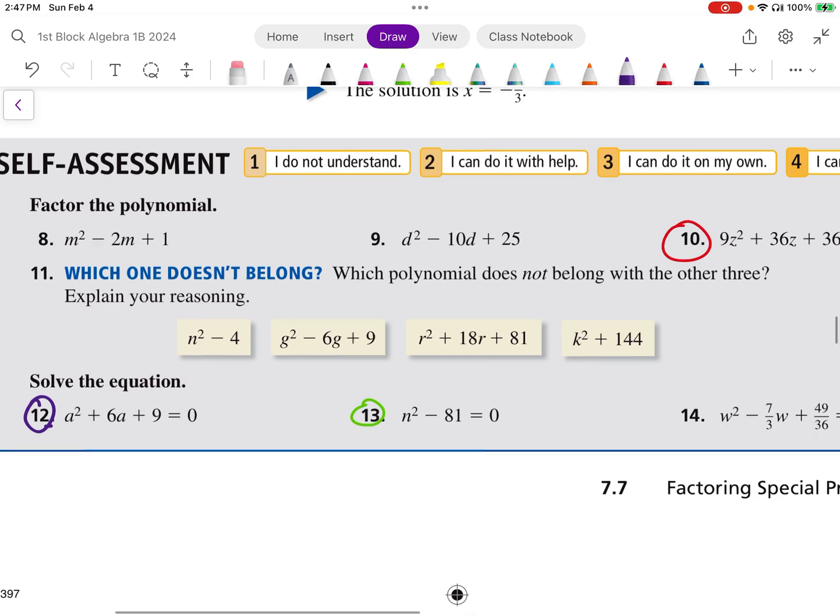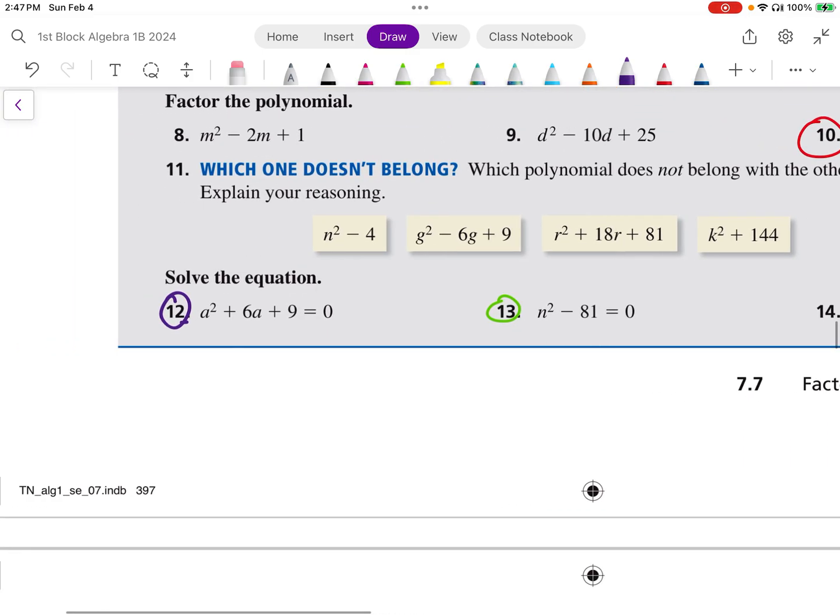Number 12. I'm going to do it underneath here. We're going to solve this time. So I see 3 terms. This is a trinomial. I want to see if it's a perfect square trinomial. A squared is a perfect square. 9 is a perfect square. So we've got a plus 3 squared equals 0, they're both addition. Solve a plus 3 equals 0. Subtract 3 from each side. A equals negative 3.